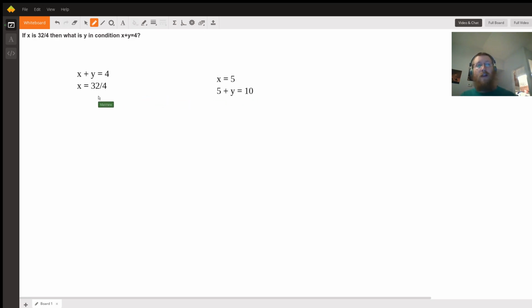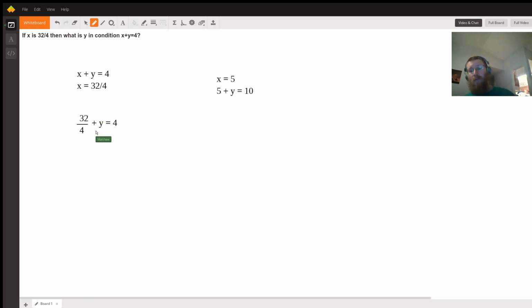All right, so over here it's the same principle. We've got x equals 32 over 4. It's a little more complicated because we've got fractions, but we know x is 32 over 4, and 32 over 4 is x. So we know we can plug this in to replace x. So now we can have 32 over 4 plus y equals 4. If you notice, I wrote it a little differently, but it's the same idea. 32 divided by 4, 32 over 4, these are the same thing, just written a little different way.